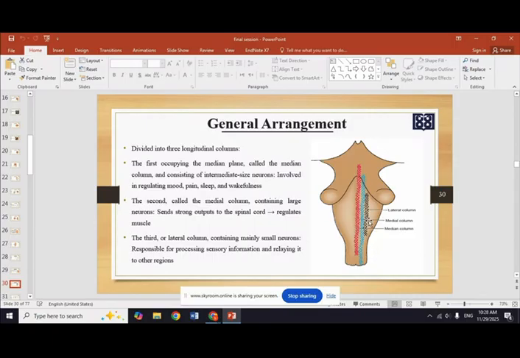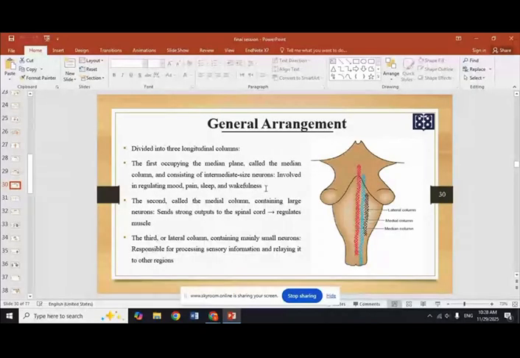And what about the third one, the lateral column? It is responsible for receiving and processing sensory information. So by means of the third one, receiving the information; by means of the first one, connecting to several parts; and by means of the middle one, sending the information to the spinal cord. If we have damage in these three parts, we have a lack of wakefulness, and it leads to a coma.